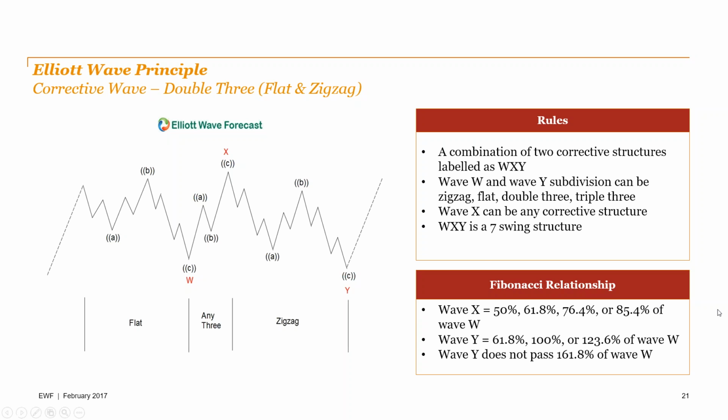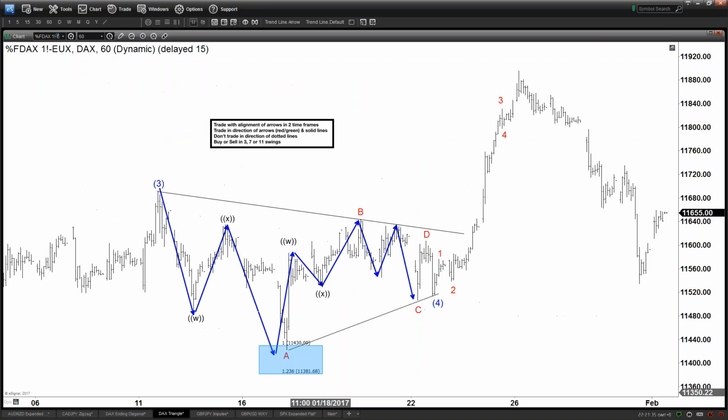And the Fibonacci relationship here: the width of X, because it is a retracement, is around 50%, 61.8%, and so on of the width of W. The width of Y is 61.8%, 100%, 123.6% of the width of W. And the width of Y does not pass 161.8% of the width of W. Okay, let's take a look at an example of a WXY.